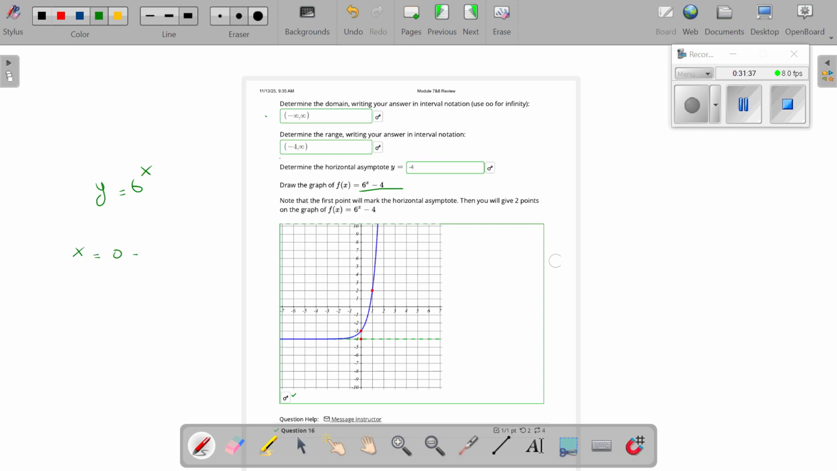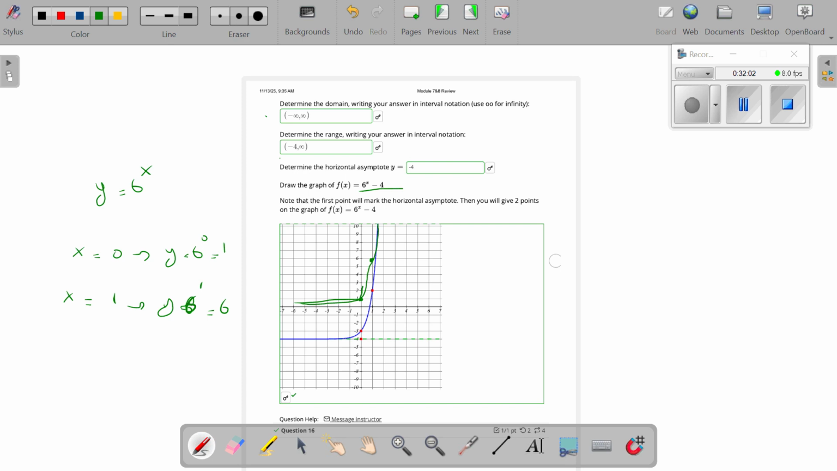When x is equal to 0, y will be 6 to the power of 0, which is 1. And when x is equal to 1, y will be 6 to the power of 1, which is 6. So one point is 0 and 1. The other one is 1 and 6, which is here. So the graph will look like this. This is the parent function.